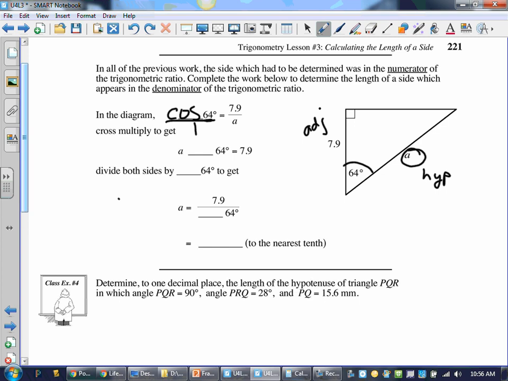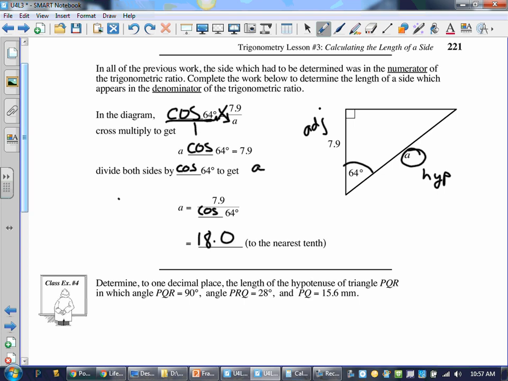Because if you take a times that, it looks like this, equals 7.9 on one side. So when you cross multiply, be sure that you write your equal sign down and put one on one side and one on the other. So we have to actually divide. We have to divide both sides by cosine of 64 in order to get our A. So we say A equals 7.9 divided by cosine of 64. And when we do that on our calculators, we should arrive at 18 to the nearest tenth. It's going to be 18.0.